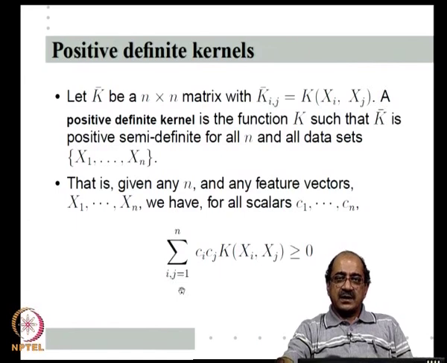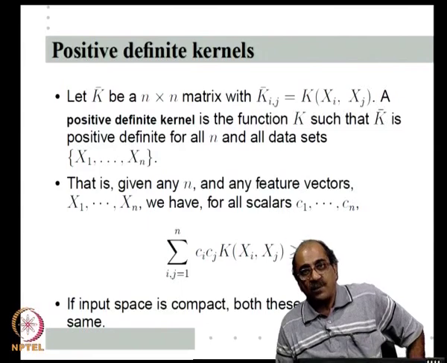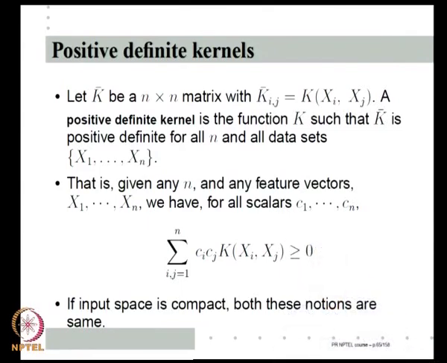Now, as it turns out, if the space you are working in is compact, for example, Rm is compact, any real Euclidean space under the standard Euclidean norm is compact. So, if the space in which you are working is compact, then a Mercer kernel and a positive definite kernel are one and the same.